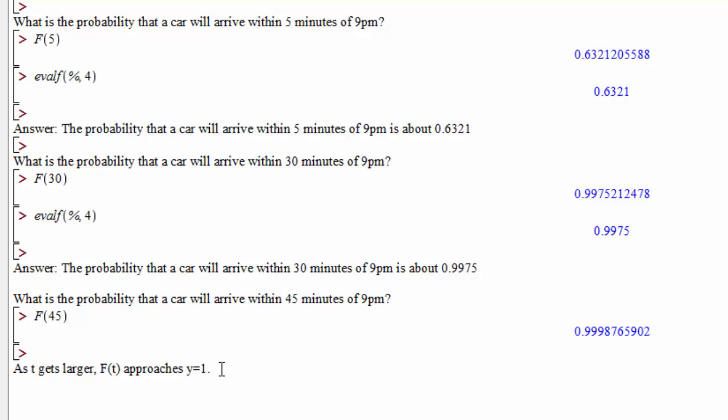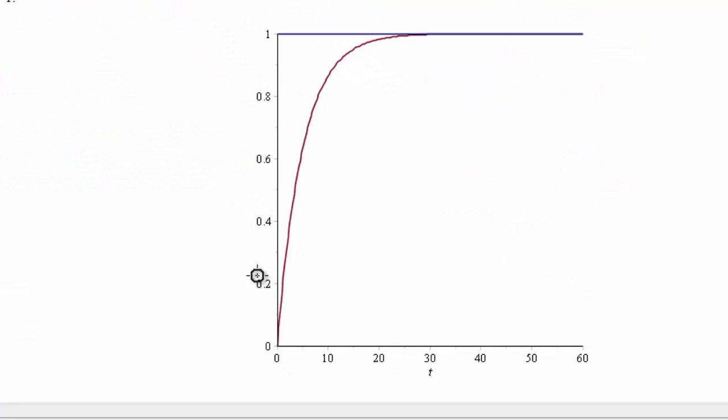And this becomes really obvious when we look at the graph. So we're going to plot f of t, but we're also going to plot the function y equals 1. And we're going to take t equaling 0 to 60 minutes. And we get something that looks like this. So we see that the function is very quickly approaching its asymptote of f of t is equal to 1, but it's not actually crossing it.